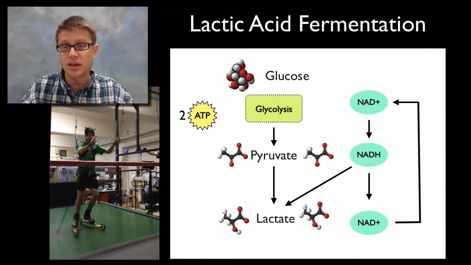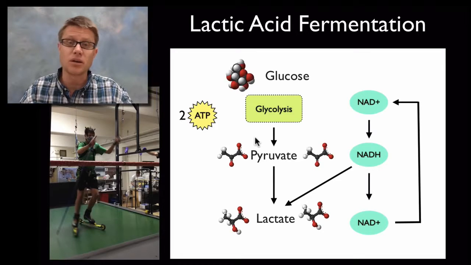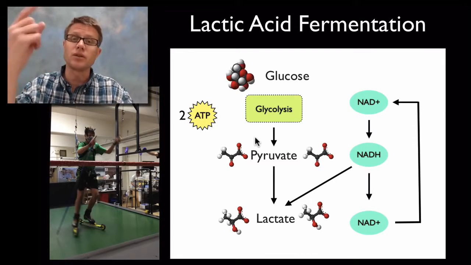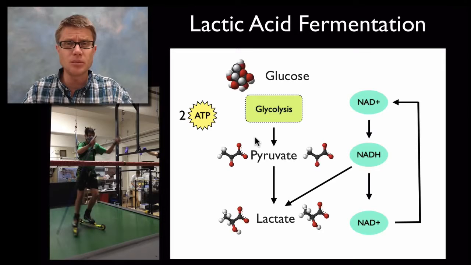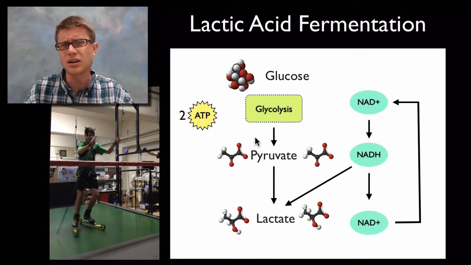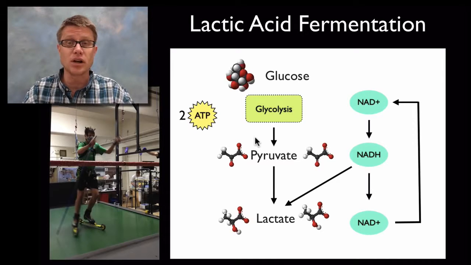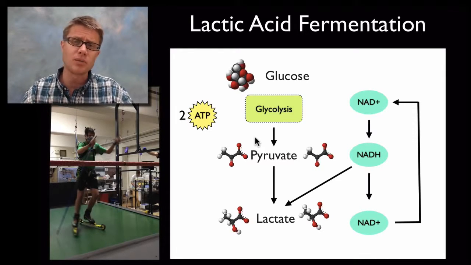It frees up this NAD+ to go back and pick up more electrons again. And so what we can do is, through this process, go through glycolysis over and over and over again. And so we can make ATP every time we do that. Now, we're not going to get all that ATP that we would if we went all the way through Krebs cycle and the electron transport chain, but we can still make quite a bit of energy.